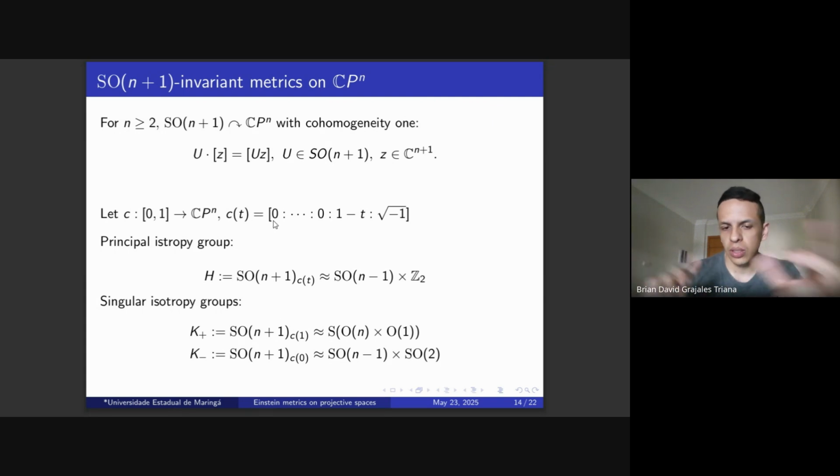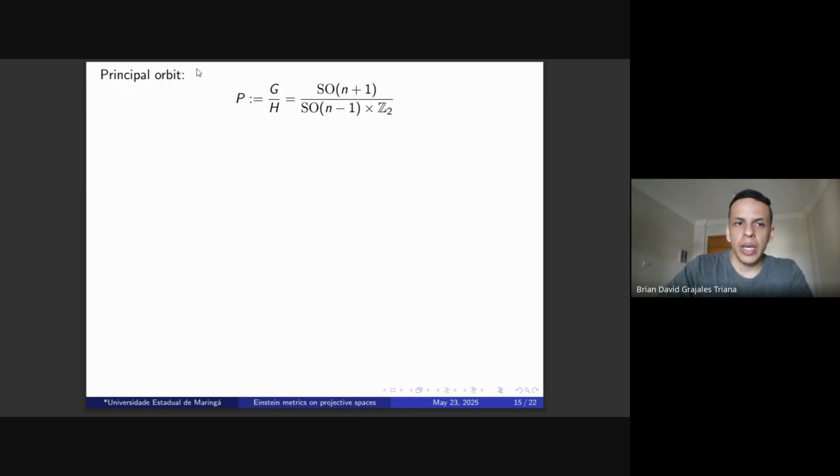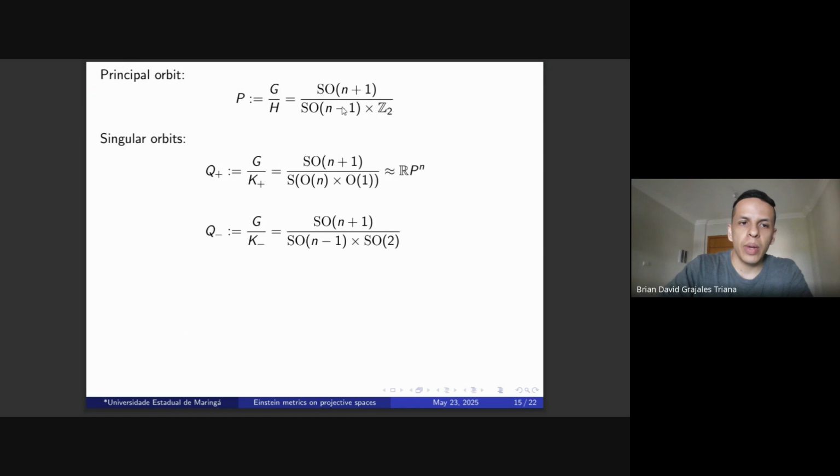Okay, and you have the singular isotropy groups. This is an action that has no exceptional orbits, and for the singular orbits you have the groups of the singular orbits. Okay, this is the singular isotropy group at 0 and this is the singular isotropy group at 1. So for example, you can see a principal orbit as this homogeneous space. And the singular orbits are equal to this homogeneous space. One can prove that this one is diffeomorphic to the real projective space, and we have the singular orbit diffeomorphic to this.